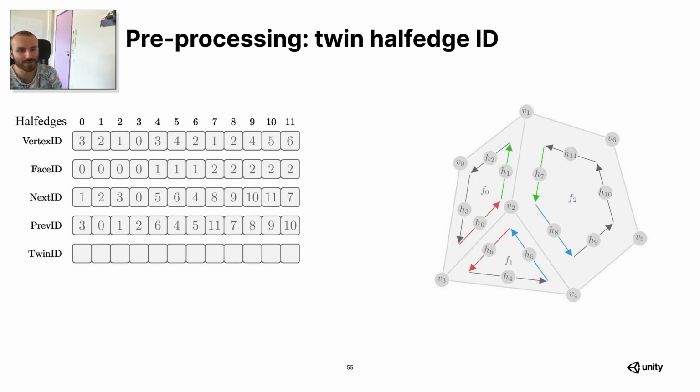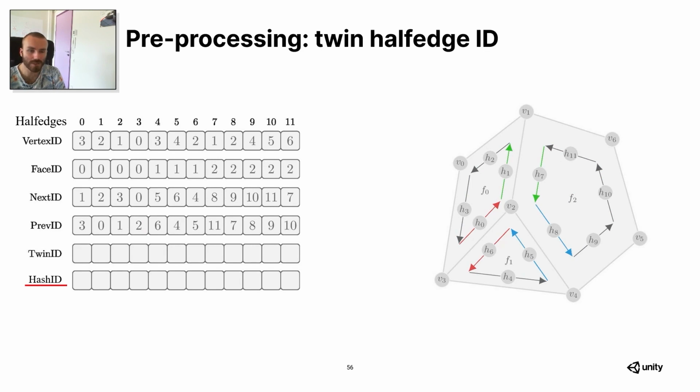Let's switch now to computing half-edge neighbors with the twin ID. To do so, we'll use a hash map, and we temporarily add a hash ID to each half-edge at the bottom here. And we use as hash formula the red equation here, which is vertex ID plus vertex count times the vertex ID of the next half-edge. This formula allows us to trivially compute the hash of the half-edge's twin, if it exists. And to do so, we simply have to invert the vertex ID and the next vertex ID in the formula.